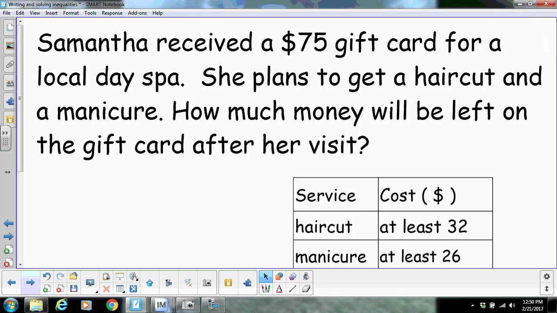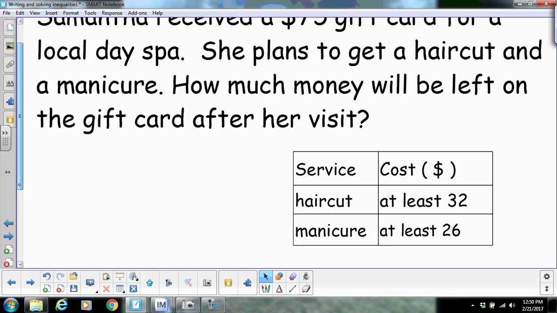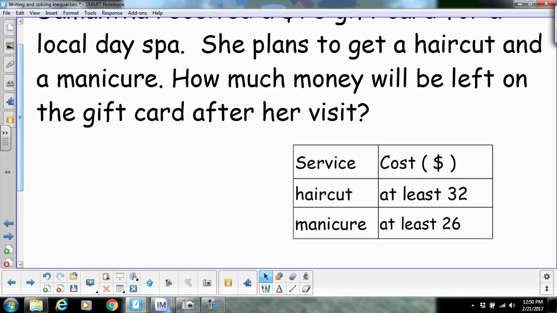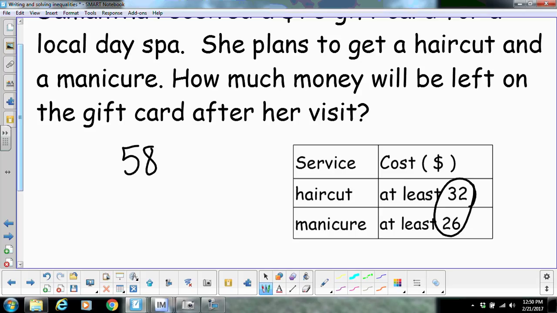You're my problem. Okay. Samantha received a $75 gift card for a local day spa. She plans to get a haircut and a manicure. How much money will be left on the gift card after her visit? Okay. So, how much is it going to cost her? All right, at least 32 and at least 26. So what's 32 plus 26? At least 58.